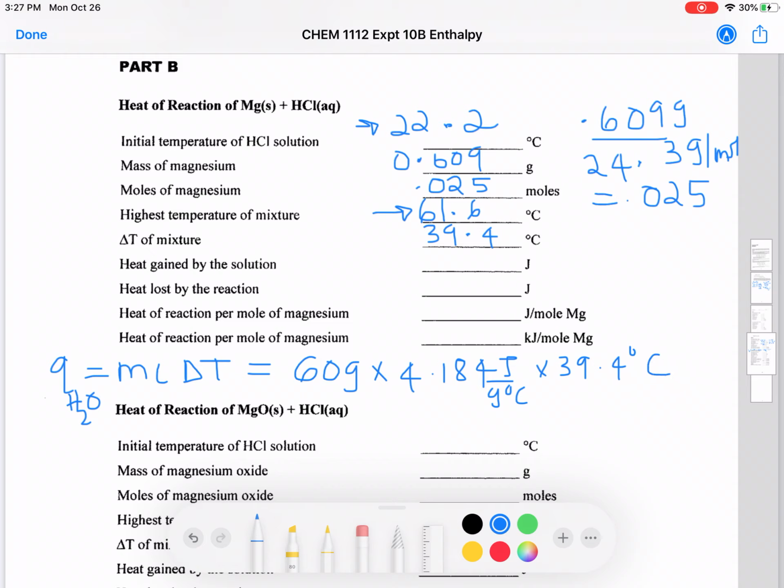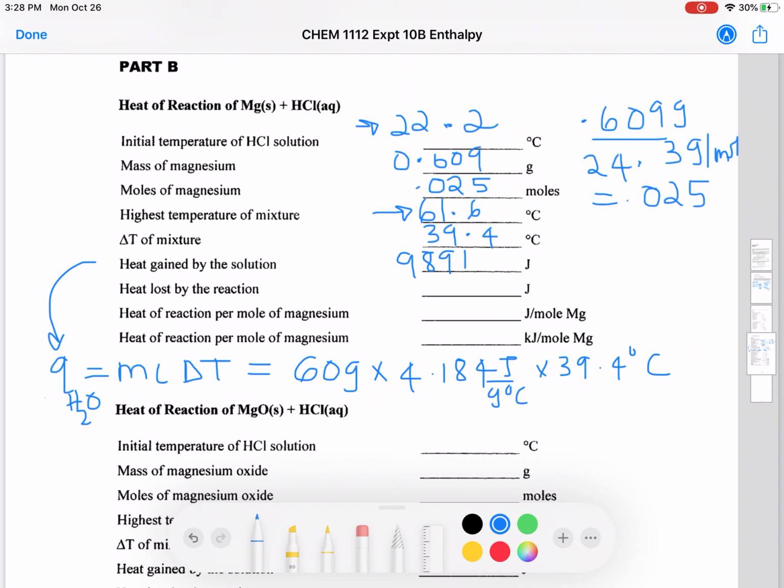So that is the heat gained by the solution, right? And that value, when you do the calculation, would be 9,891. I'm going to keep it in 4 significant figures. Okay? That is the heat gained by the solution. Meaning, this is what was experienced by the water.